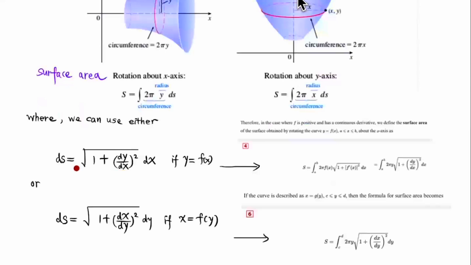You can either use this one or this one. Depends if y could be written as a function of x, you can use this one. If x could be written as a function of y, you use this one. And then you will get the corresponding formula for the surface area of revolution.